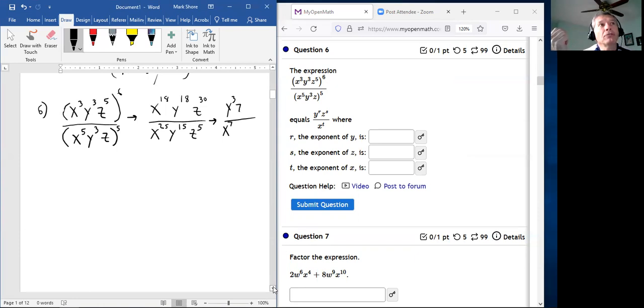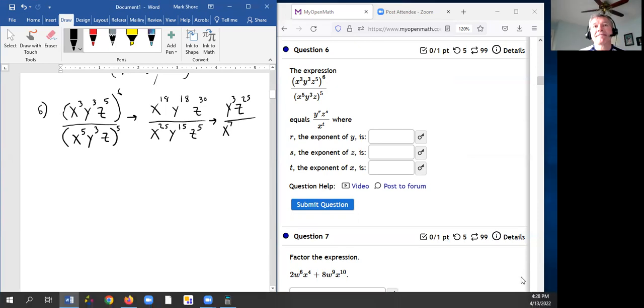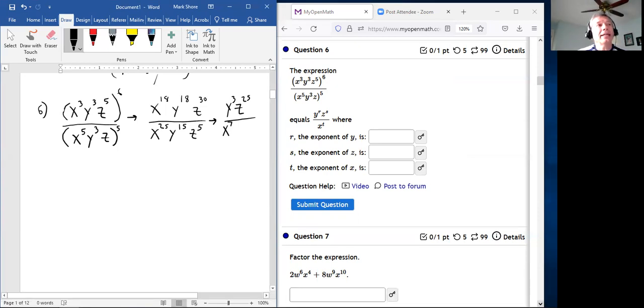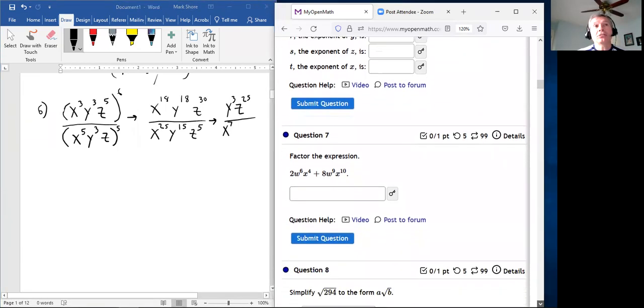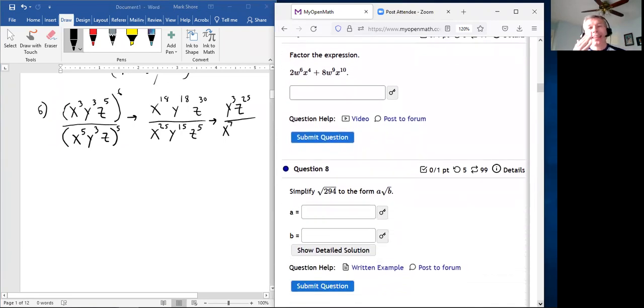It's going to be a z to the 25 on the top. And that's the answer. That's how you do it. Okay, so it's not a hard thing. It's just remembering what to do. Remembering the formula.